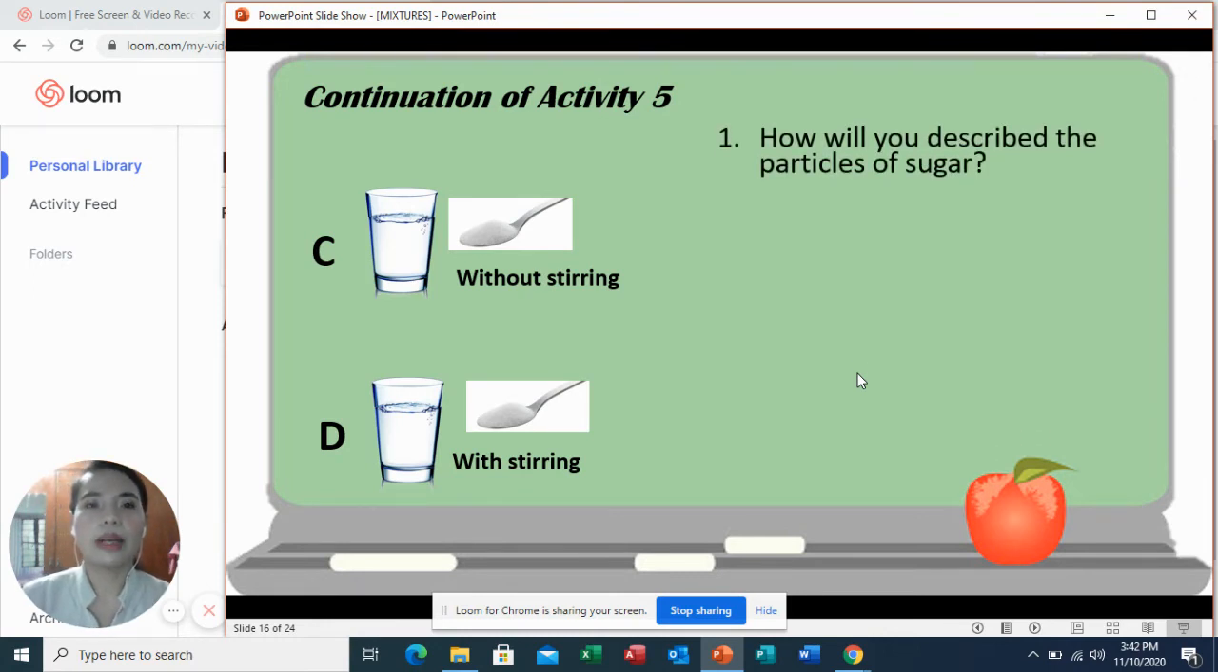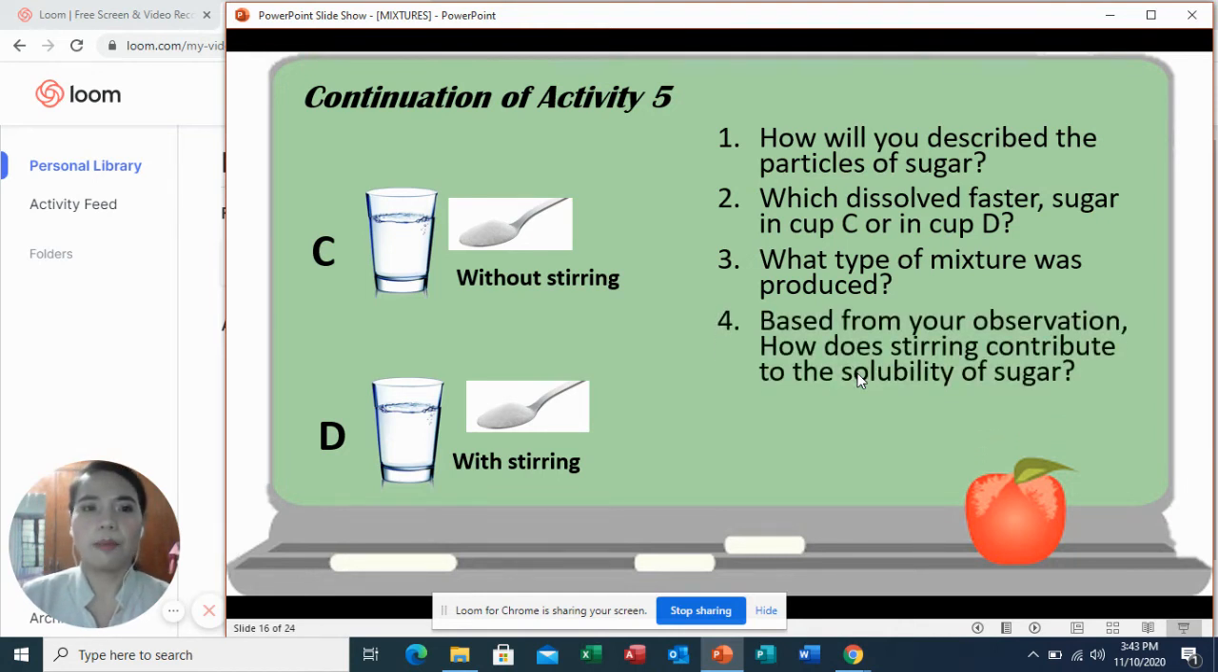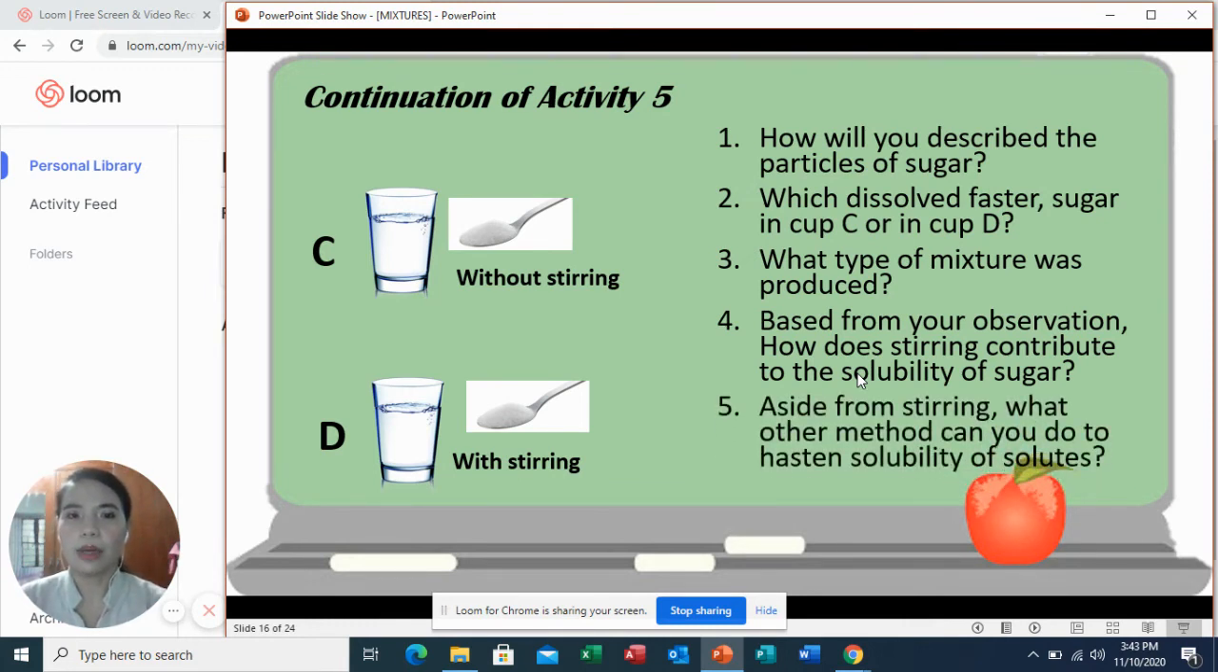1. How will you describe the particles of sugar? 2. Which dissolves faster, sugar in cup C or in cup D? 3. What type of mixture was produced? 4. Based on your observation, how does stirring contribute to the solubility of sugar? And last one, aside from stirring, what other method can you do to hasten the solubility of solutes?